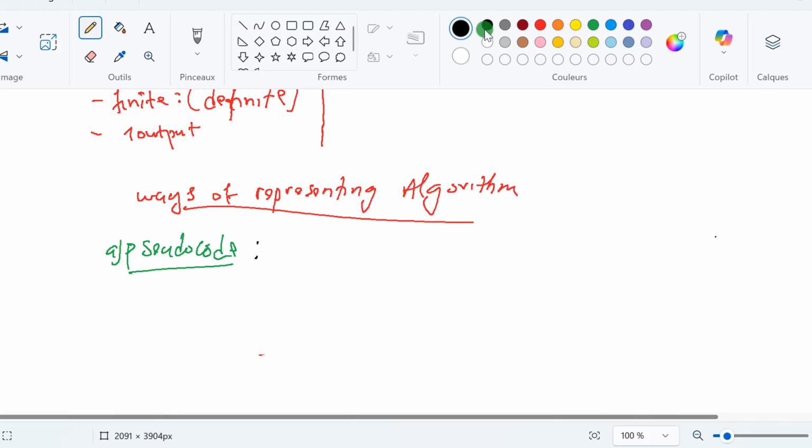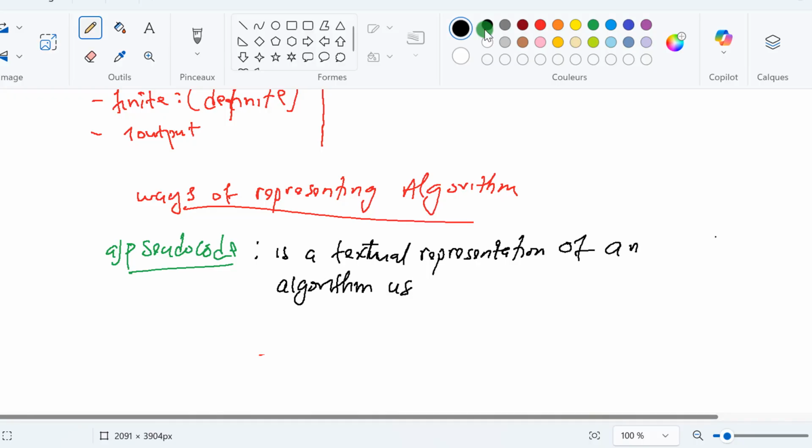Now, what's the pseudocode? So a pseudocode is a textual representation of an algorithm using keywords.